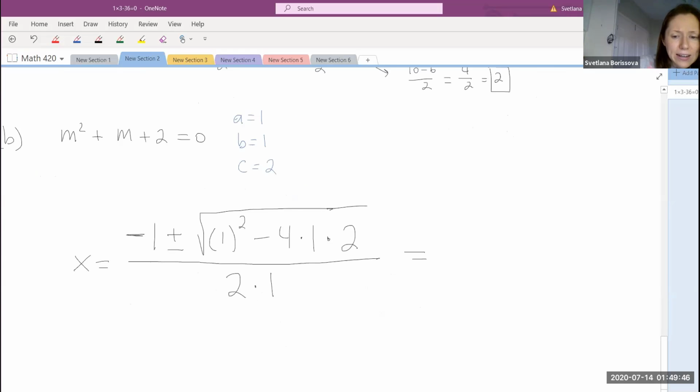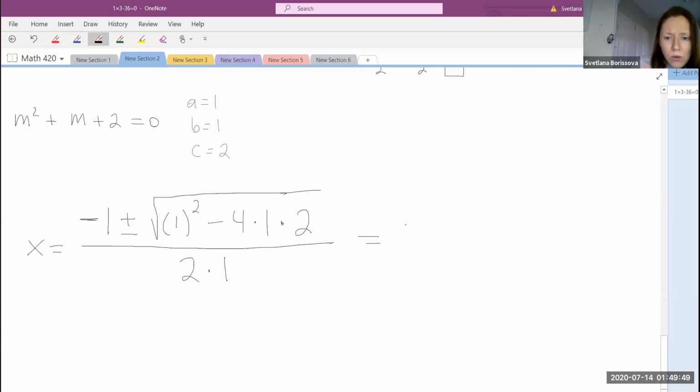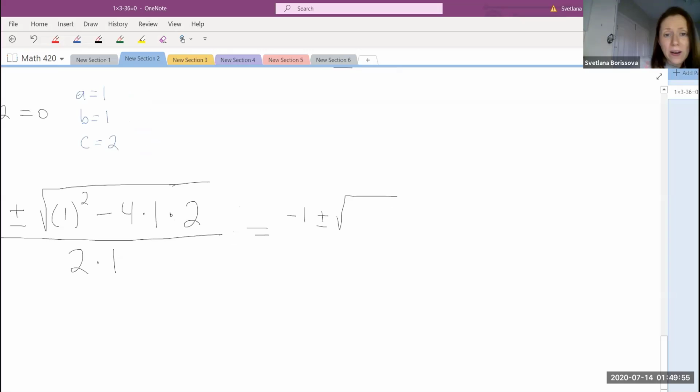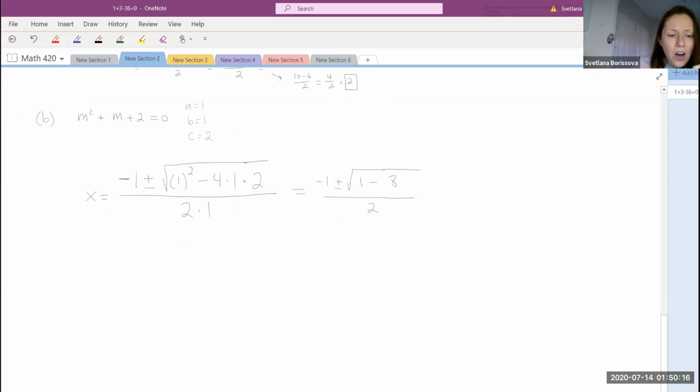And let's simplify. So negative 1 stays as negative 1, plus or minus. Now let's work on the radical. Inside the radical, I have 1 squared. Well, 1 squared is 1. Then before I apply that subtraction, I have to perform multiplication. So subtraction is the very last step. Multiplication is 4 times 1, and then times 2, that's just 8. Minus 8. Divided by 2. Okay, so that is negative 1 plus or minus.